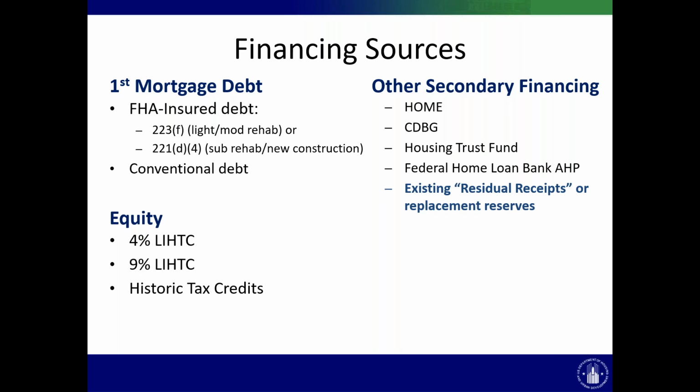And we also see equity in the form of 4% low-income housing tax credits, 9% tax credits, as well as historic tax credits. And what we'll need to see, whether it's first mortgage debt, secondary financing, or equity, are commitment letters for these financing commitments.